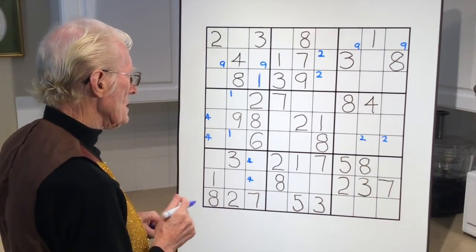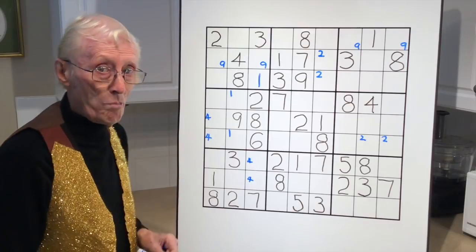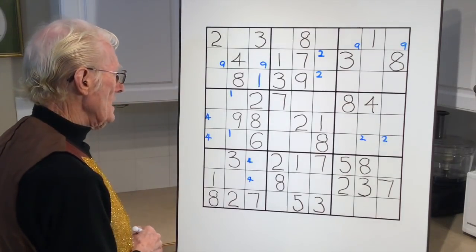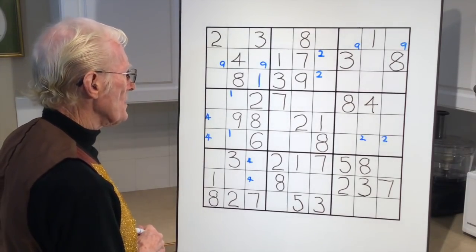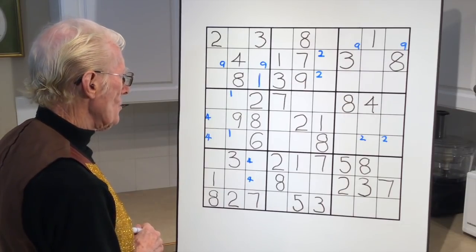5, no 5, no 6. It's 1, 6, only 6. That's the only 6 in the whole puzzle. Oh boy. 7, crossing for the 7s. No. 8s are all there.